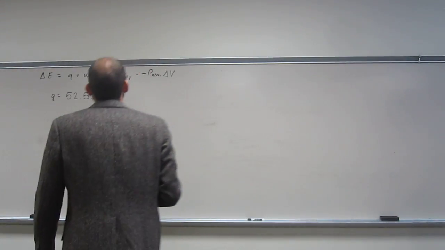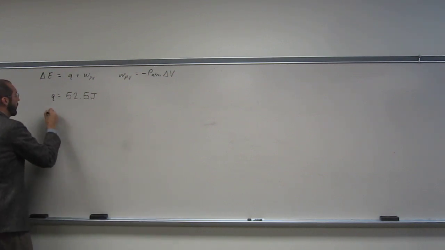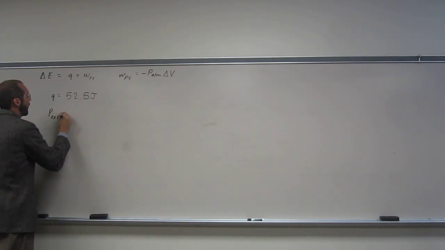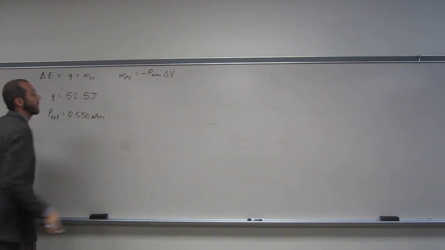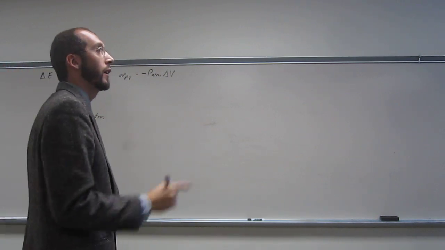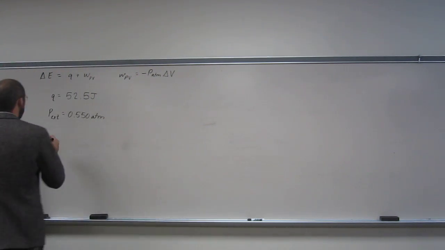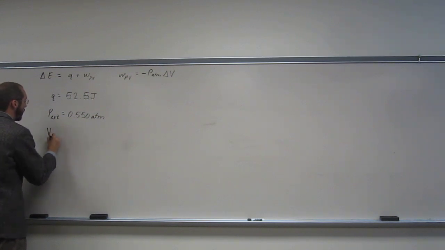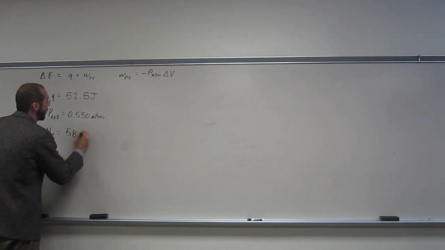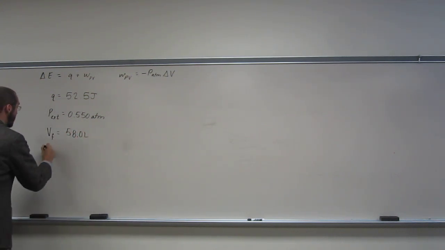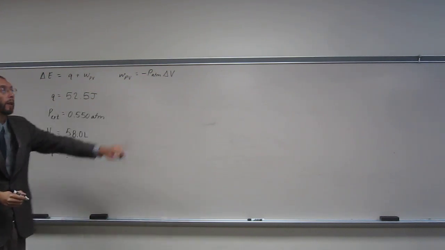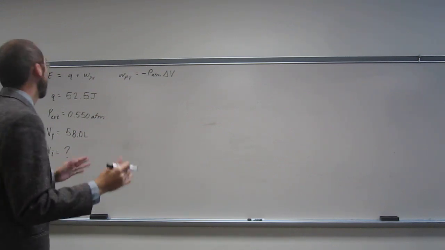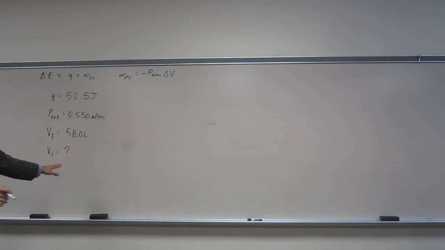It says the piston is working against an external pressure of 0.550 atm. Okay, so that one's pretty straightforward. It gives us the final volume of the system, so V_f is 58.0 liters. It says that we're looking for V_i, so we're going to have to find delta V first, right? And it also says the system increases in volume, so we should expect V_i to be smaller than V_f.